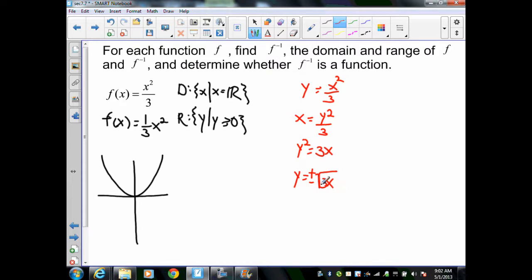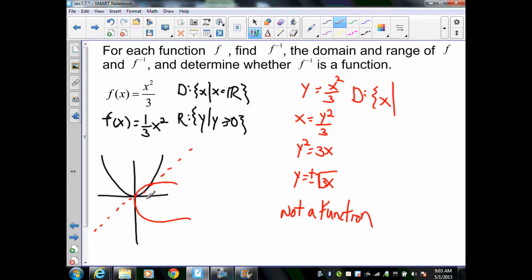From here, I know that this, since it's plus and minus, is going to be reflected over my identity function, and it's going to look something like this. You can also check that on your calculators. From that depiction, I know that it's going to fail the vertical line test. Therefore, this is not a function. And I also know that I can switch the domain and range of the inverse. The x's become the y's and the y's become the x's. So my domain, x is greater than or equal to 0.